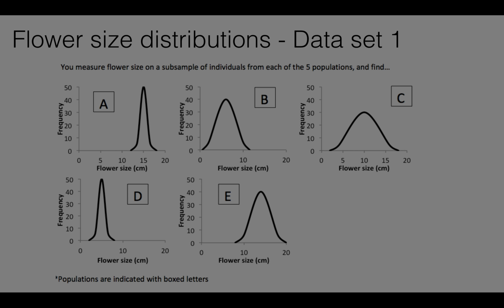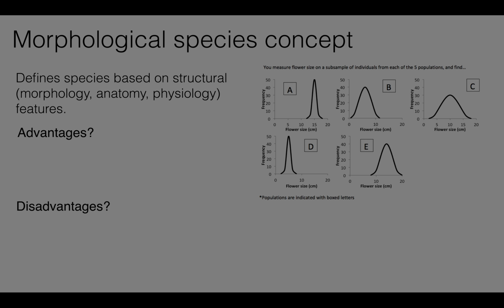You could have said, all right, these 2, for example, A and D, are different species because they have different average flower sizes, but maybe A is the same as E because they have the same average, and E is just a little more variable. Maybe C is a hybrid. So there are lots of different things that you could have come up with here and different ways that you could have justified that. And this is representative of what's called the morphological species concept.